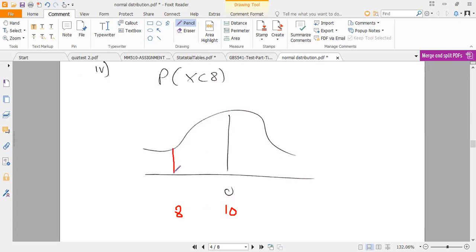Where are we going to shade, Derek? We are shading on the tail end, on the left, after 8. Am I right? Yes, because of the sign. So we shade on the left. Then what do we do? We standardize. How do we standardize this 8?